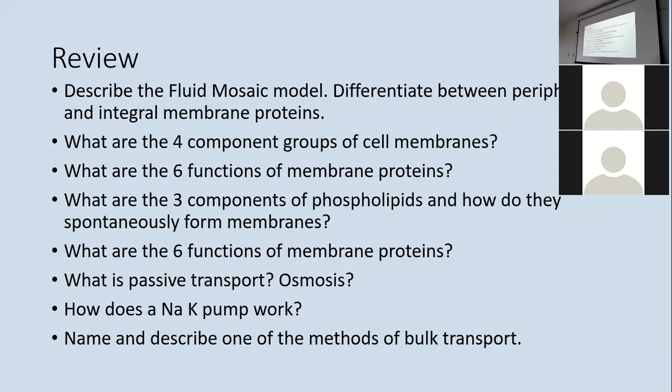All right. So we started this chapter, remember, with the fluid mosaic model. The fluid mosaic model said that membranes are generally made of a lipid bilayer and proteins. We talked about two different kinds of proteins, peripheral and integral membrane proteins. What's the difference between peripheral and integral membrane proteins?